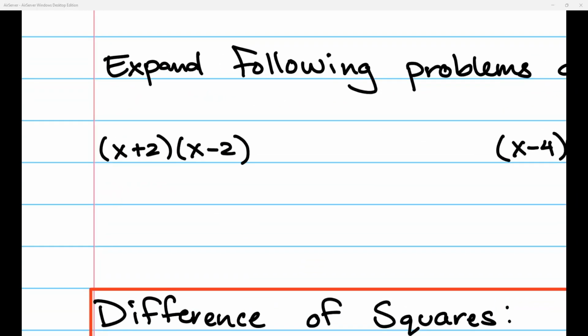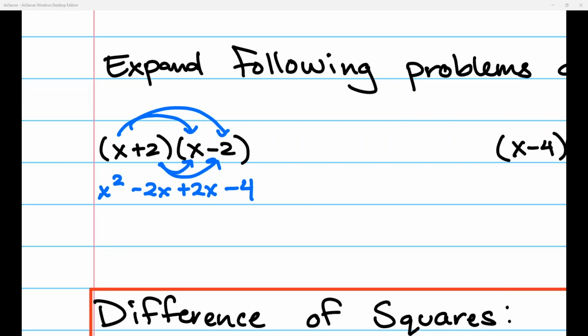Let me go ahead and just start expanding this. So I'm going to multiply this out. x times x, that's an x squared. x times negative 2 is a negative 2x. 2 times x is a positive 2x. 2 times negative 2 is a negative 4. Notice that here in the middle, these are like terms, and so I can go ahead and combine them. When I combine them, they actually cancel out, so what I'm left with is x squared minus 4. That takes care of the first one. Pretty nifty that those canceled out.